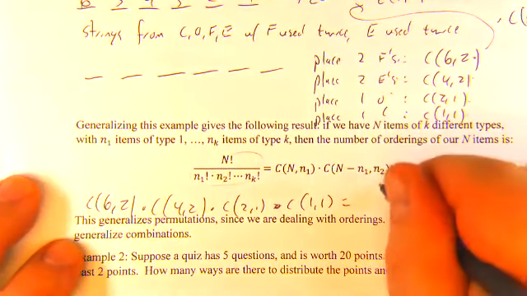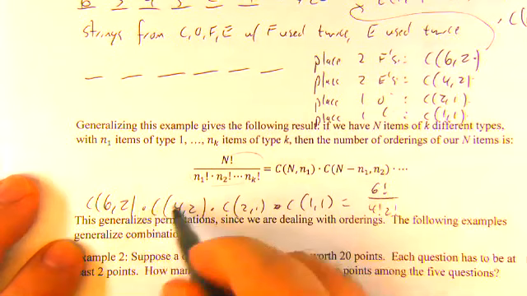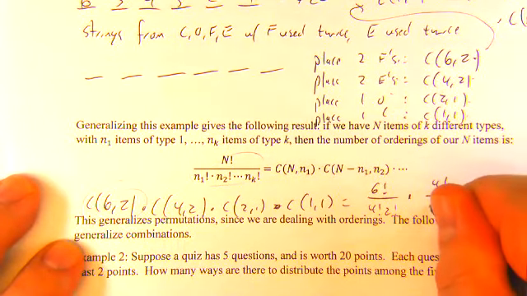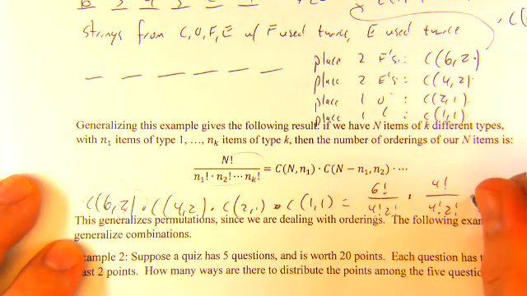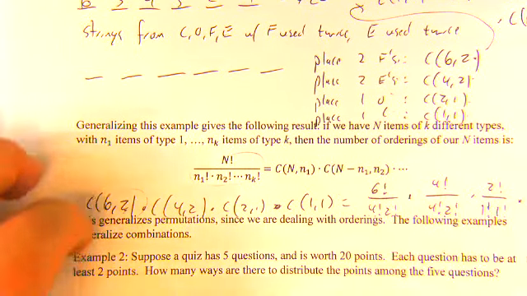What is this? This is 6 factorial over 4 factorial times 2 factorial. That's what this number is. This number is 4 factorial over 2 factorial times 2 factorial. The denominator is the 2 and then the 6 minus 2. So 6 minus 2 is 4, 4 factorial and 2 factorial. 4 minus 2 is 2, 2 factorial. Times 2 factorial over 1 factorial, 1 factorial times 1 factorial over 1 factorial, 0 factorial. Keep in mind that 0 factorial equals 1.